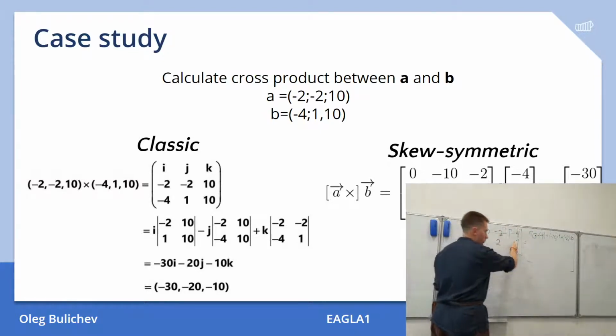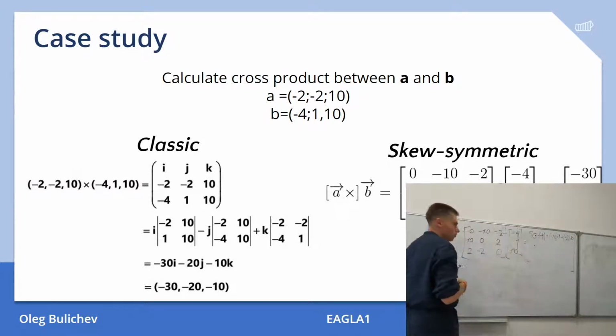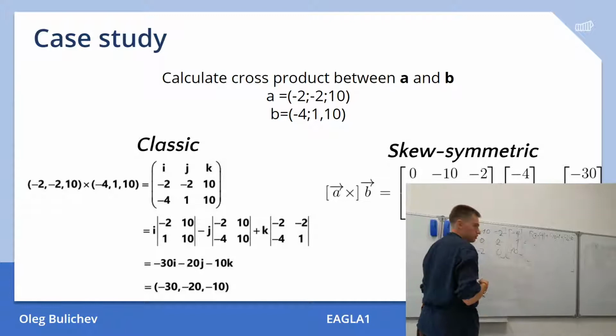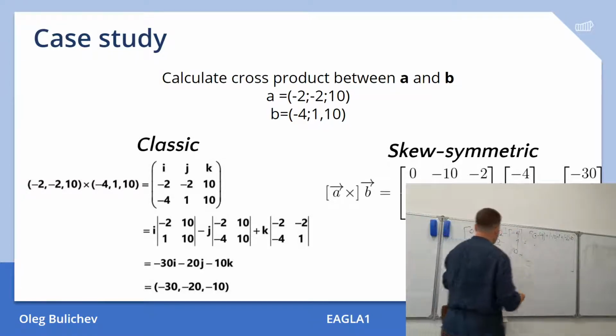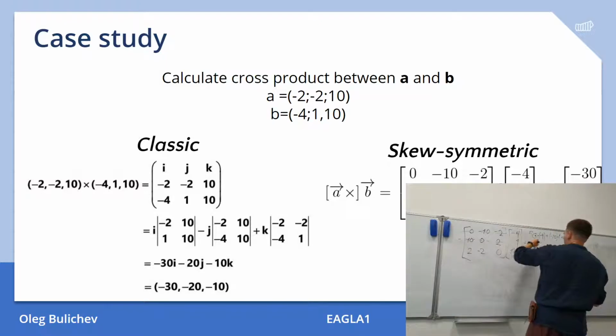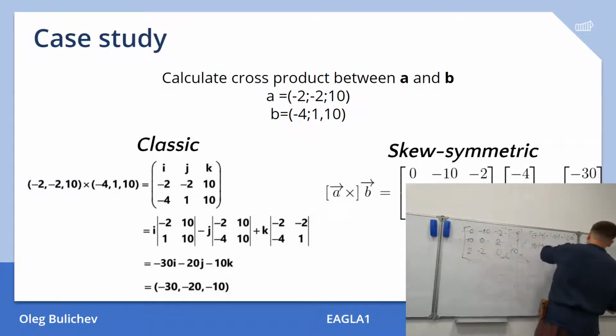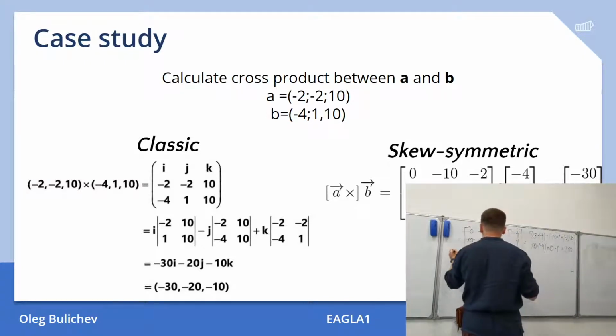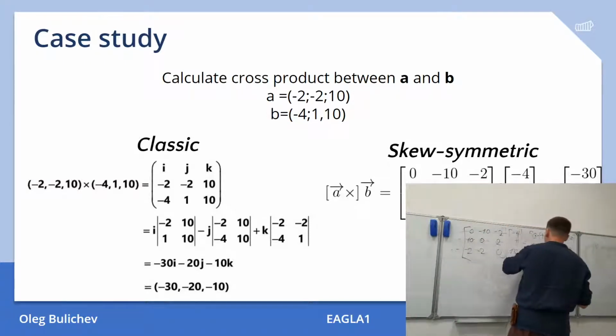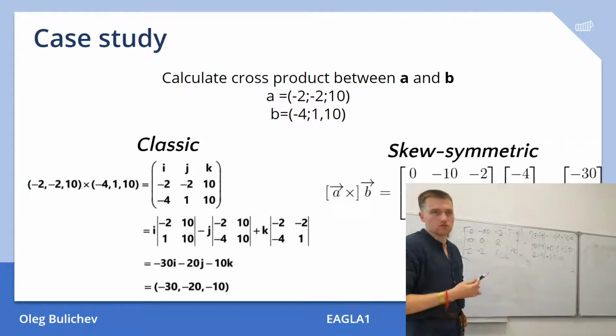So we want to find this value. So what do we need to take? 10 and -4. So we need to take this row and this column again. So it will be 10 times -4 plus 0 times 1 plus 2 times 10. And the last one, -2 times -4, -2 times 1, 0. And after this, you just need to summarize it, and you will find the solution.